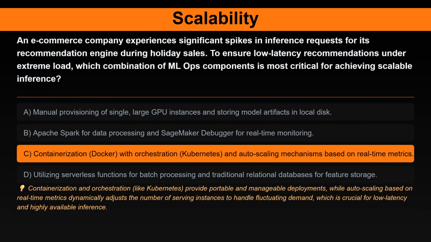The correct answer is containerization, Docker, with orchestration, Kubernetes, and auto-scaling mechanisms based on real-time metrics. Here's the explanation. Containerization and orchestration, like Kubernetes, provide portable and manageable deployments, while auto-scaling based on real-time metrics dynamically adjusts the number of serving instances to handle fluctuating demand, which is crucial for low latency and highly available inference.